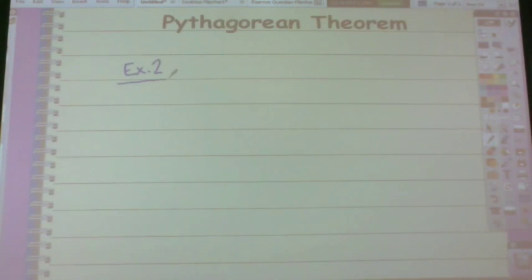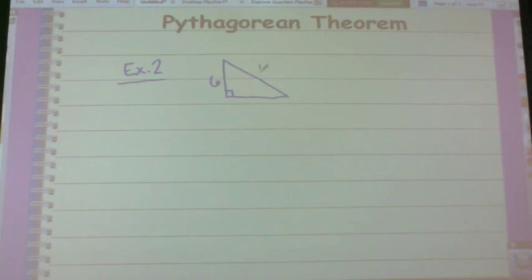Example 2 is a right triangle. Okay, and this side over here is 6, this side is 10, and this side we don't know. So the first thing you want to do is label your sides A, B, and C. I know that the side opposite of the right angle is the hypotenuse, so this side is going to be labeled first with a C. These sides don't matter. If you label them A or B, it does not matter. I'm just going to label the 6 A and the question mark B.